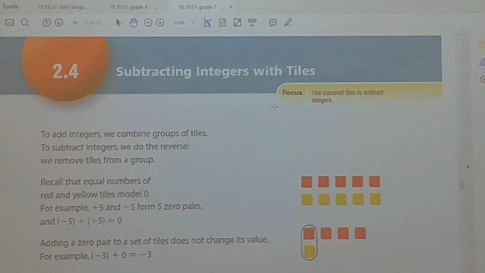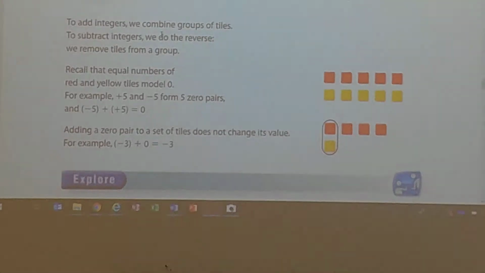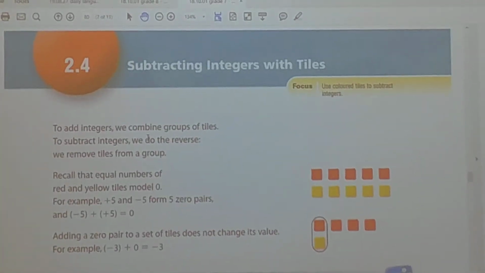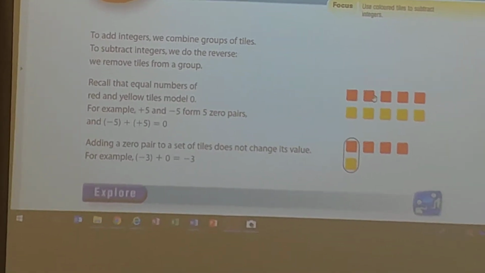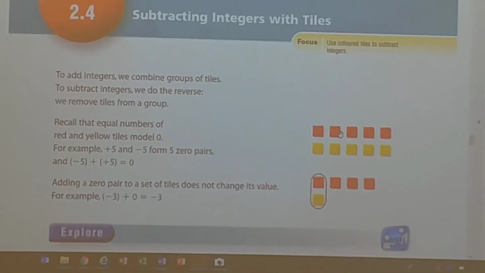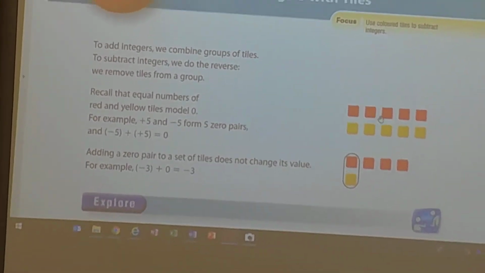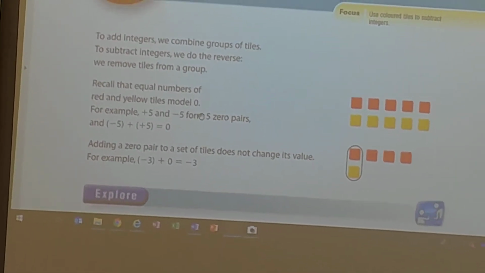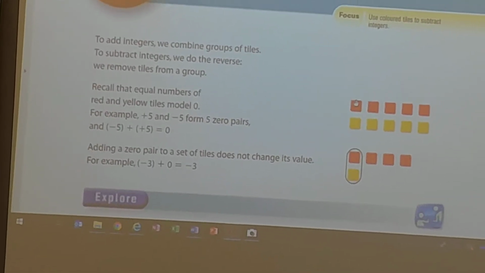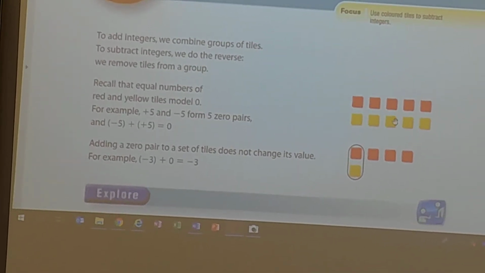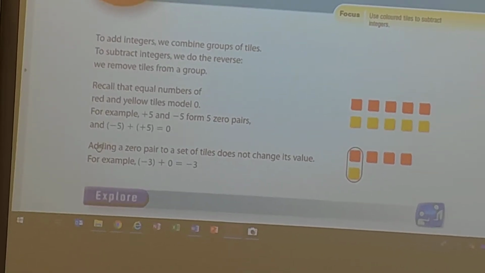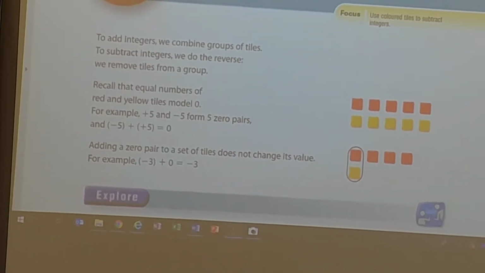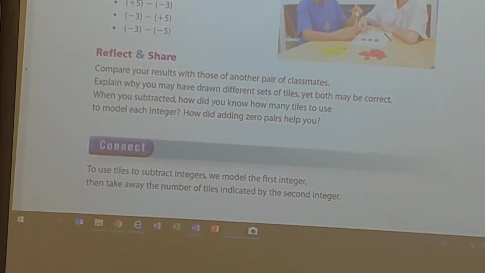To add integers, we combine groups of tiles. To subtract integers, we do the reverse. So this is an example where we have positive 5 minus 5, and we are able to start taking them out. So we've got plus 5 and minus 5 forming zero pairs. Minus, plus, minus, plus, minus, plus, minus, plus, minus, plus. It all equals 0. Adding a zero pair to a set of tiles does not change its value. So I think most of us remember that. So let's get a quick example.